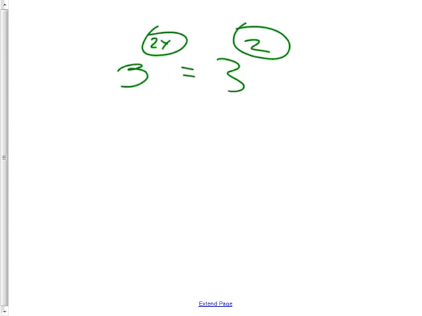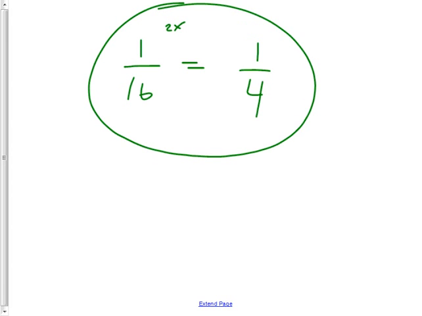Okay, next kind. Let's say it's 3, and let's say it's 9 there. They don't have the same base, but you can make them have the same base. So I rewrite the 9 as what? 3 squared. Now 3 squared equals this. And what's the way the 2x can equal 2? It's x equals 1. So x equals 1.